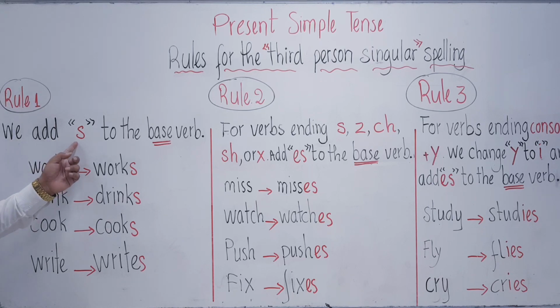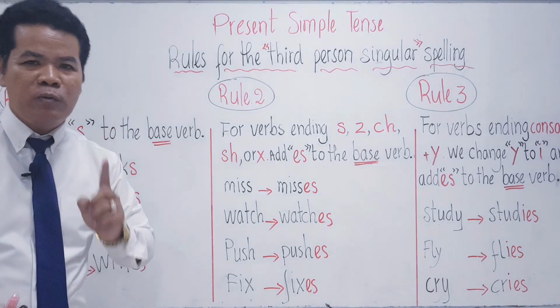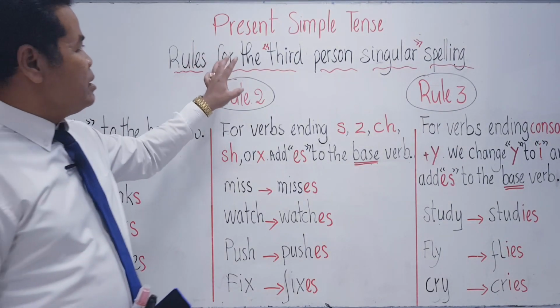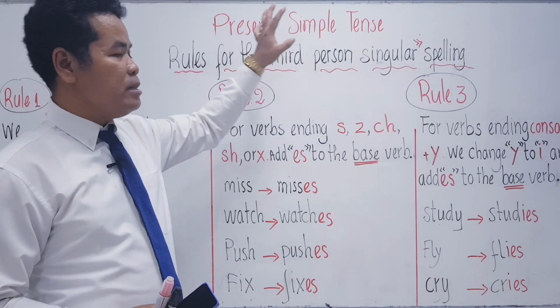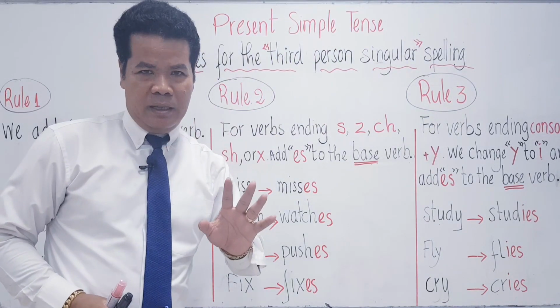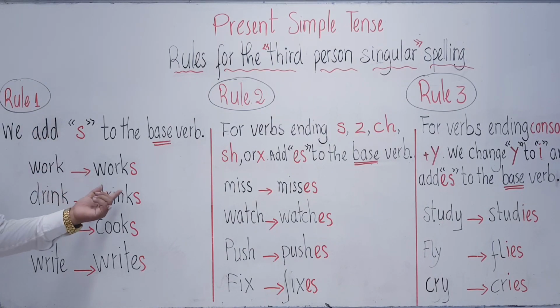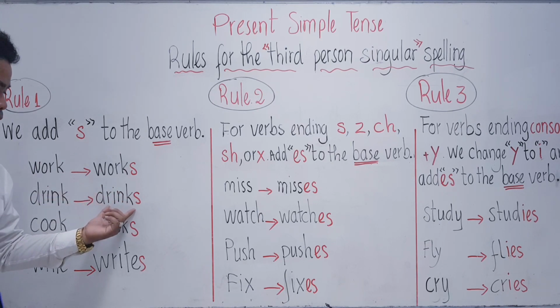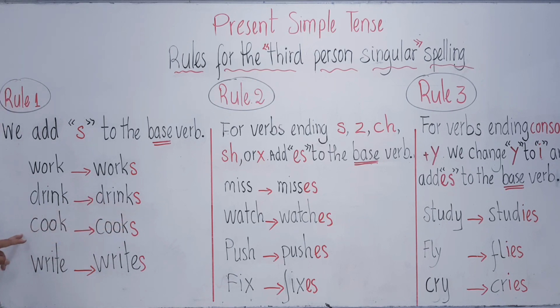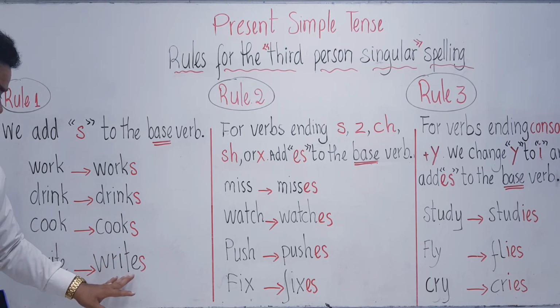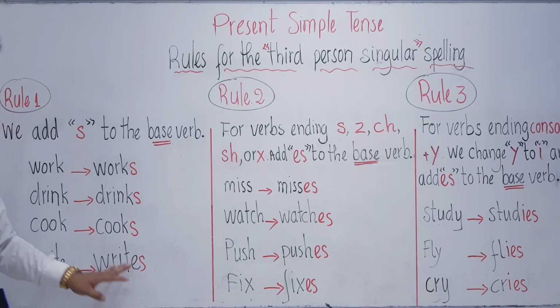We add s to 80% of the base verbs when we use the subject he, she, it in the present simple tense. 80%. Okay? For example, work, we go to third person singular, works. Drink, we go to third person singular, drinks. Cook, we go to third person singular, cooks. Write, we go to third person singular, writes.